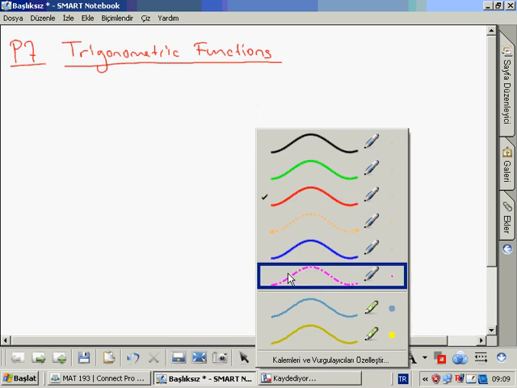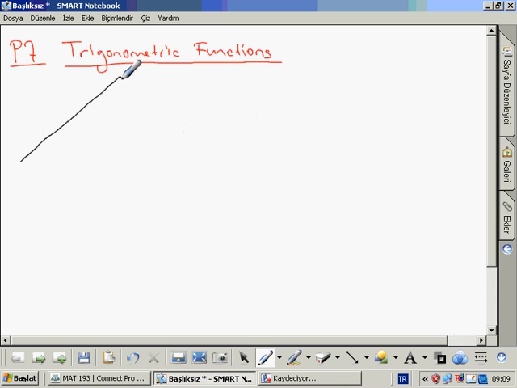This is our right triangle, and this is the angle t. We will call this side the opposite side because it is opposite the angle t. And this side will be adjacent, and this long side will be, as you know, the hypotenuse.